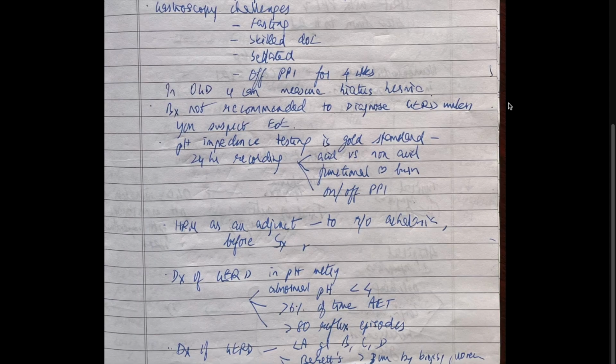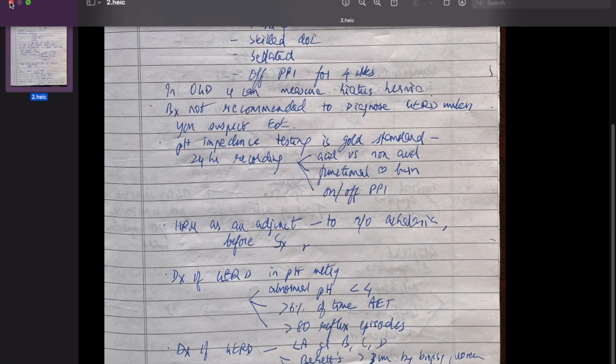The diagnosis of GERD in pH metry would be an abnormal pH, that is less than 4, for more than 6% of the time, which is the acid exposure time, and more than 80 reflux episodes. The diagnosis of GERD would also be LA grade B, C, and D, Barrett's more than 3 centimeters if biopsy proven, and peptic strictures. Any of these.